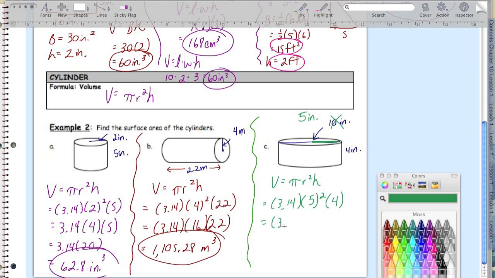So it's going to be 3.14 times 25 times 4. Well, I know that 25 times 4 is 100, so this is 3.14 times 100. When I multiply anything by 100, I just move the decimal point. So my answer is 314 inches cubed. Inches cubed. I didn't even have to use a calculator. Okay? Nicely done, guys.